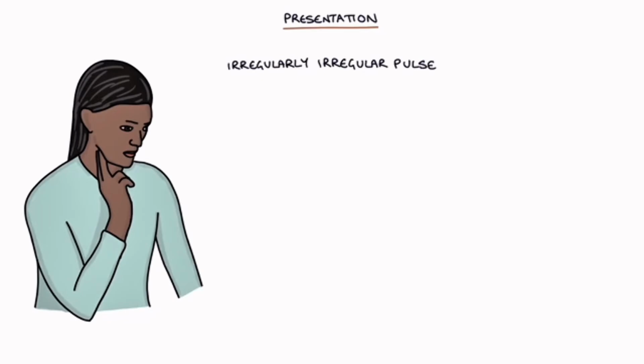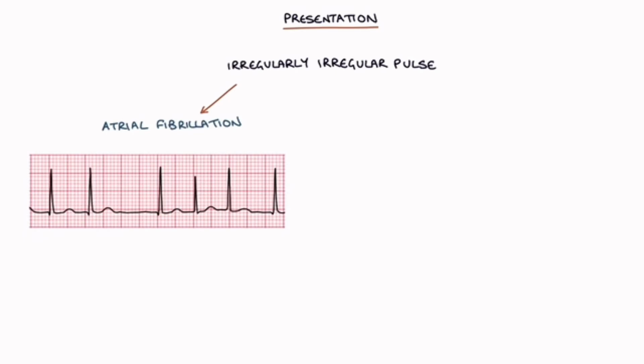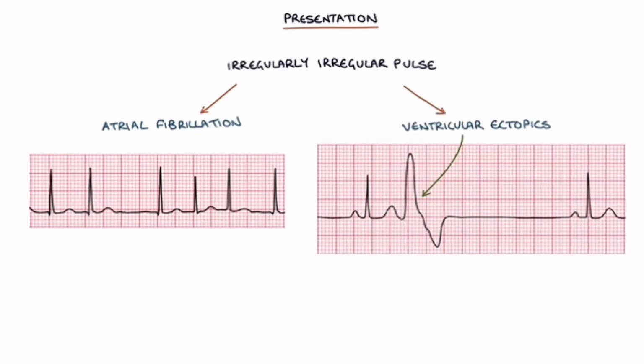The key finding on examination is an irregular pulse. There are two key differential diagnoses for an irregular pulse, and these are atrial fibrillation and also ventricular ectopics. Ventricular ectopics will disappear when the heart rate gets above a certain threshold. Therefore, a regular heart rate during exercise suggests ventricular ectopics rather than atrial fibrillation.